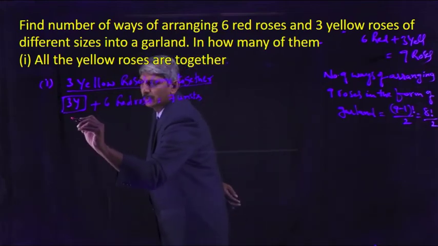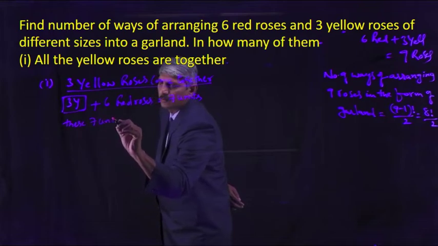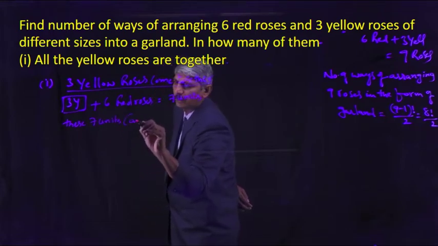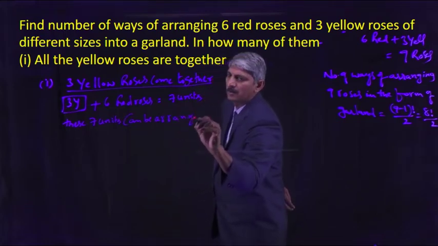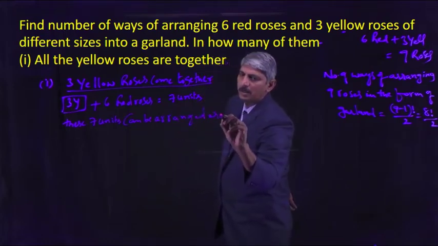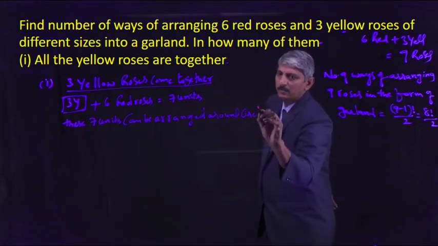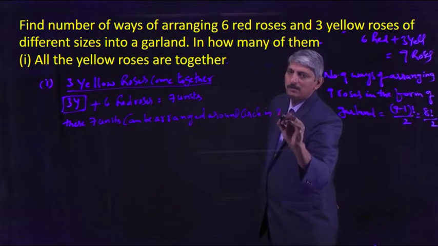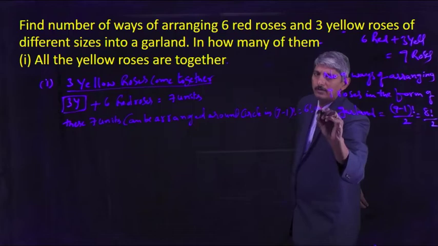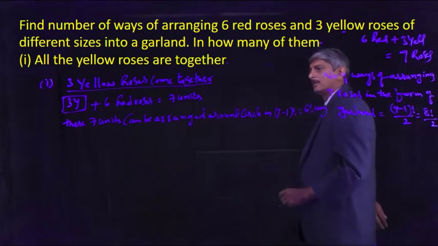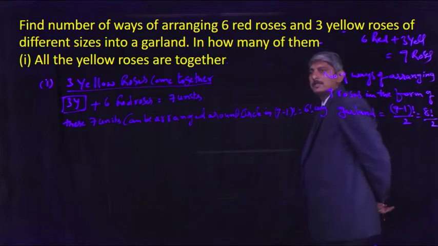Therefore, these 7 units can be arranged around a circle in how many ways? 7 minus 1 factorial, that is 6 factorial ways. These 7 units can be arranged around a circle in 6 factorial ways.